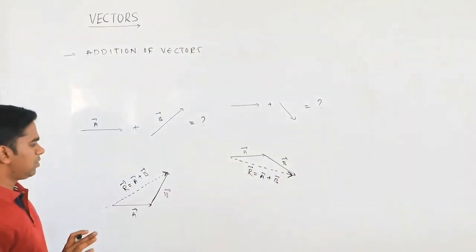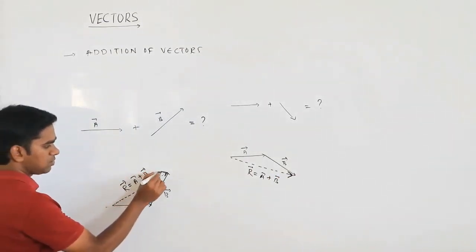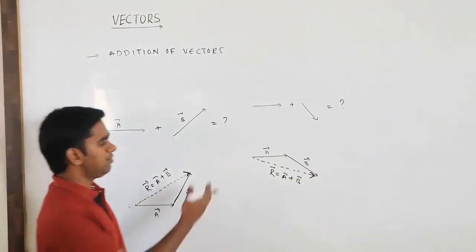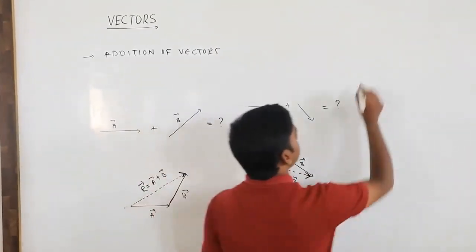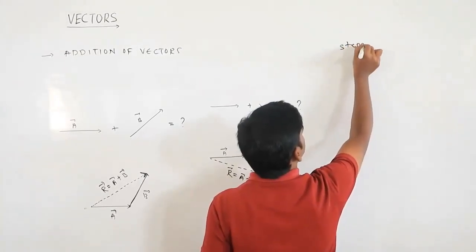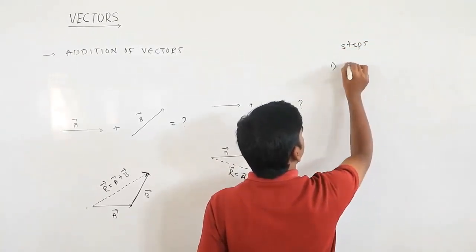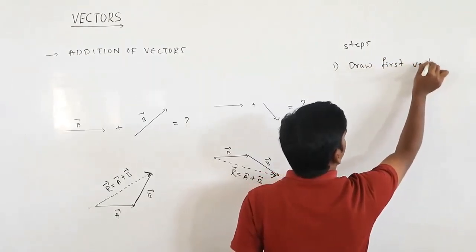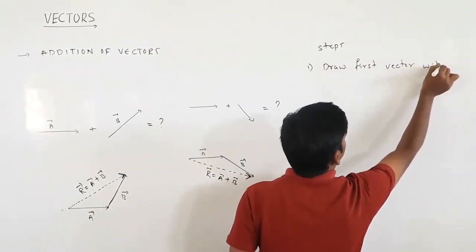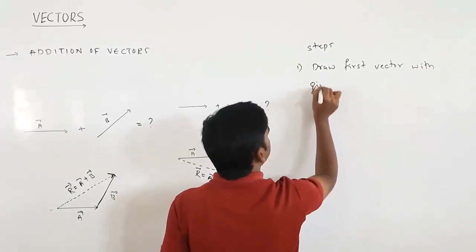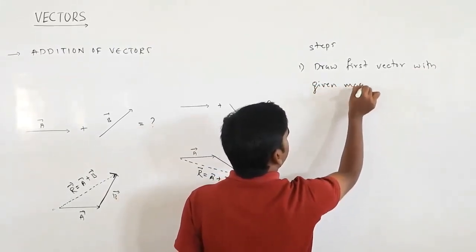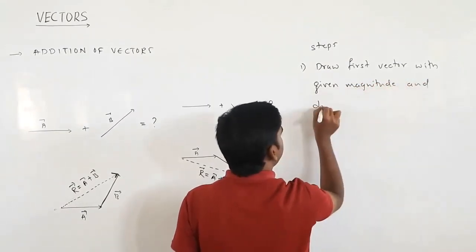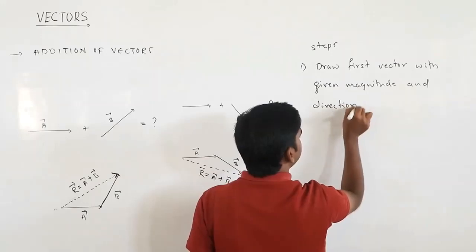Okay, getting what we are doing. Here also you have to concentrate on the direction. If you want, I will write the steps also. So what are the steps? The first step is draw the first vector with given magnitude and direction.